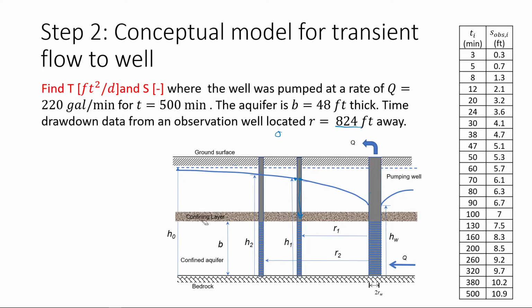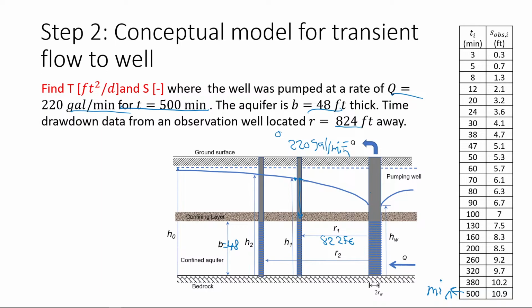You define the aquifer thickness. So the aquifer thickness B is given as 48. This distance here is given as 4 feet. The total pumping time from the beginning to the end of the experiment is 500 minutes. The Q here, the pumping rate, is given as 20 gallons per minute. So you need to convert this gallon to feet.